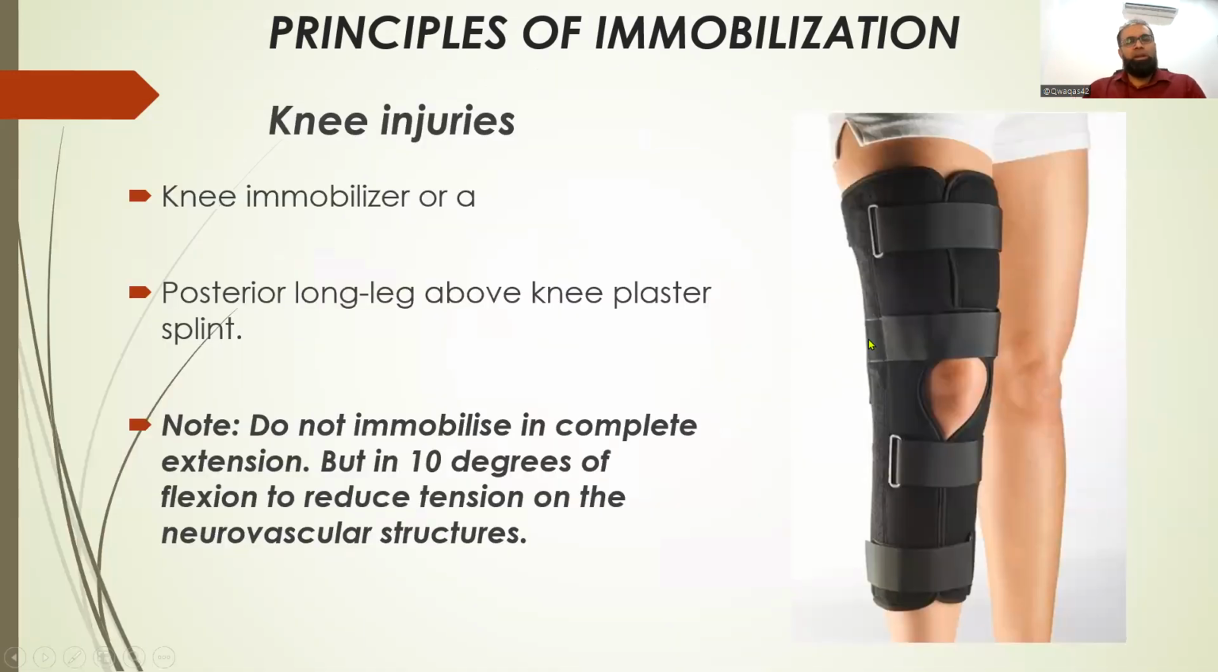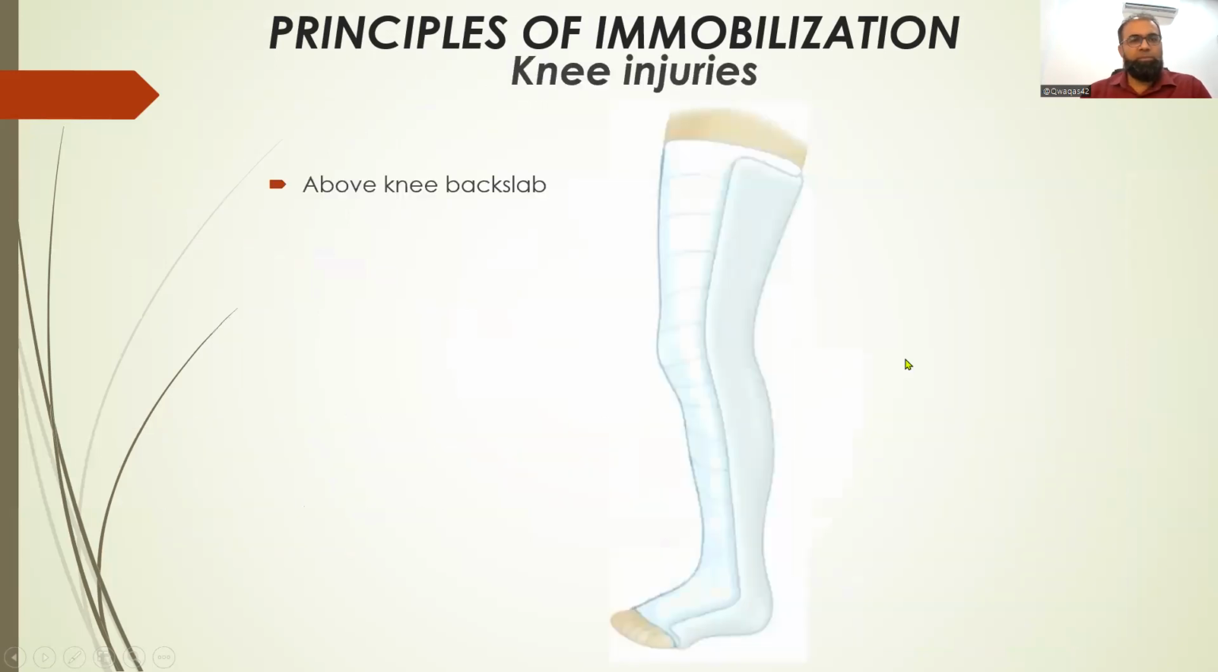A knee mobilizer can be applied in case of a knee injury. This is the back slab of the knee. You see, the slab covers the posterior area only. You apply cotton with 50% overlap. The slab is made from 16 to 20 layers. And then you apply the slab with 10-degree flexion at the knee and 90-degree at the ankle.